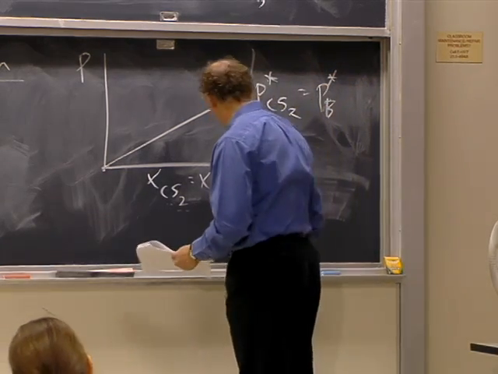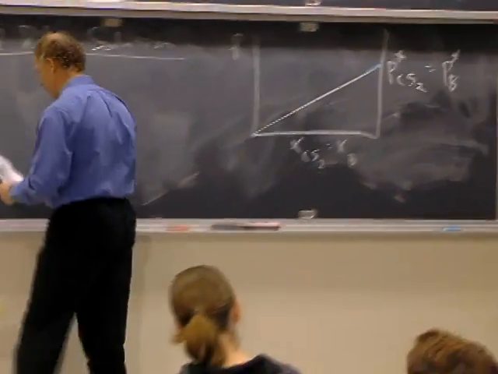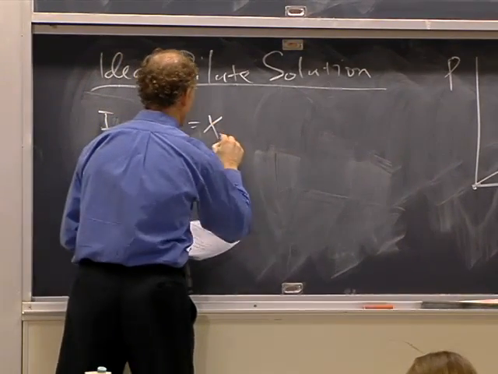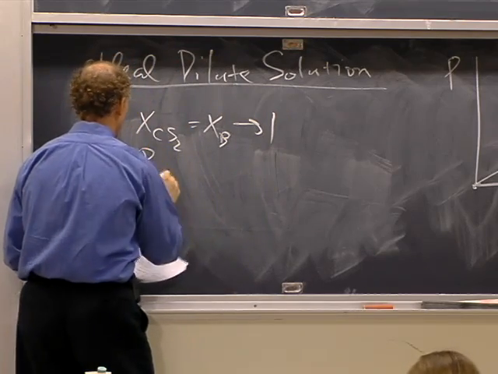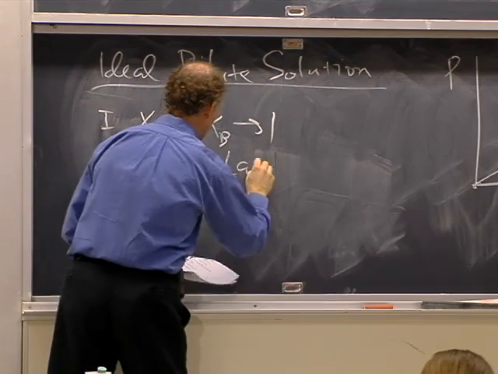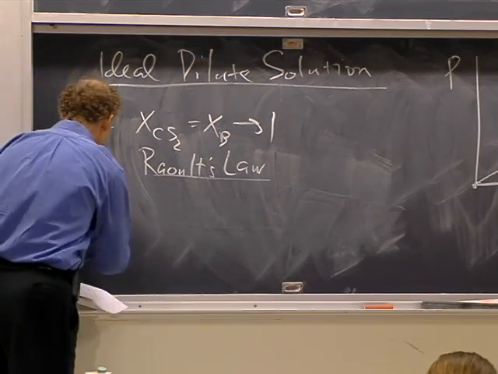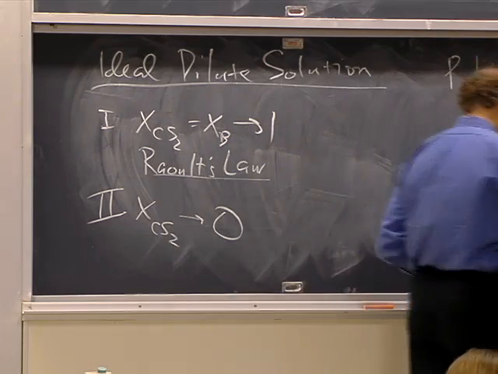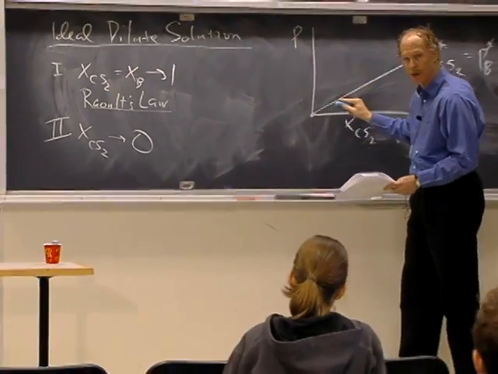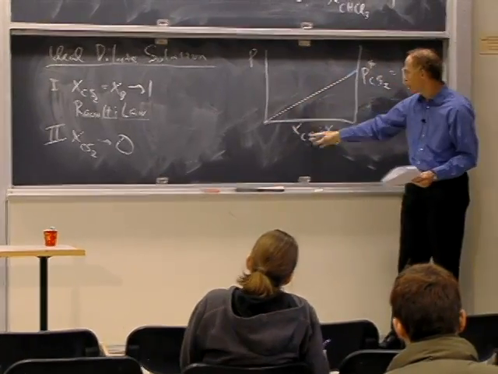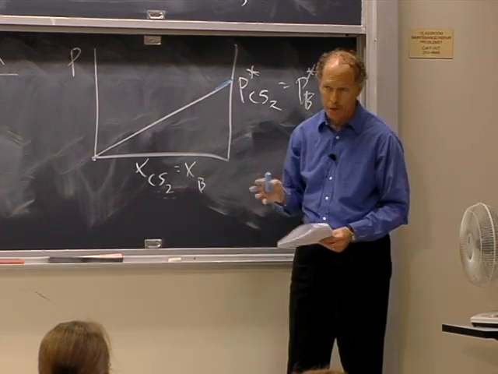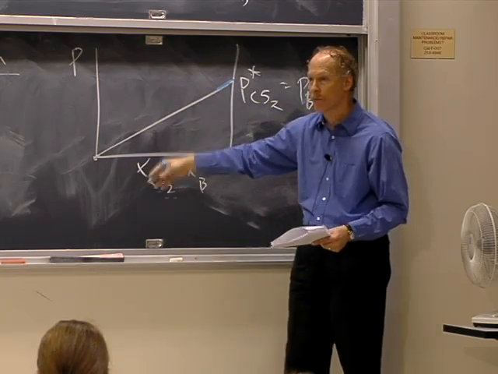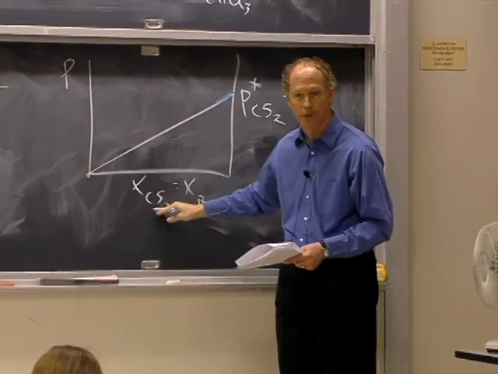Now, let's go to the other limit. So this is the limit XCS2 equals XB approaches 1, Raoult's law. The other limit, XCS2 approaches 0. We're down here. So it's definitely not going to be the same, because now every CS2 molecule is completely surrounded by acetone. So they all feel the energy of mixing, because there are hardly any of them there. It's very rare for one to find a neighbor of its own kind.